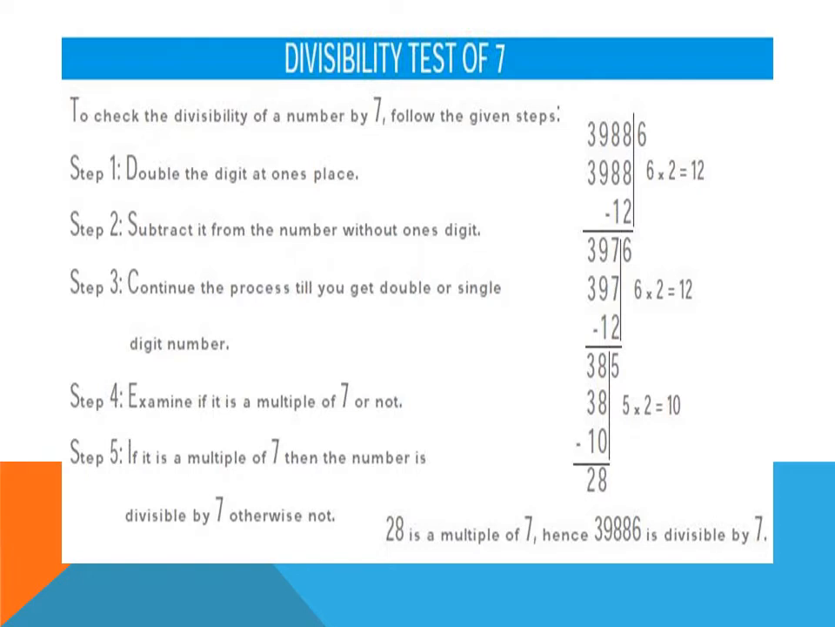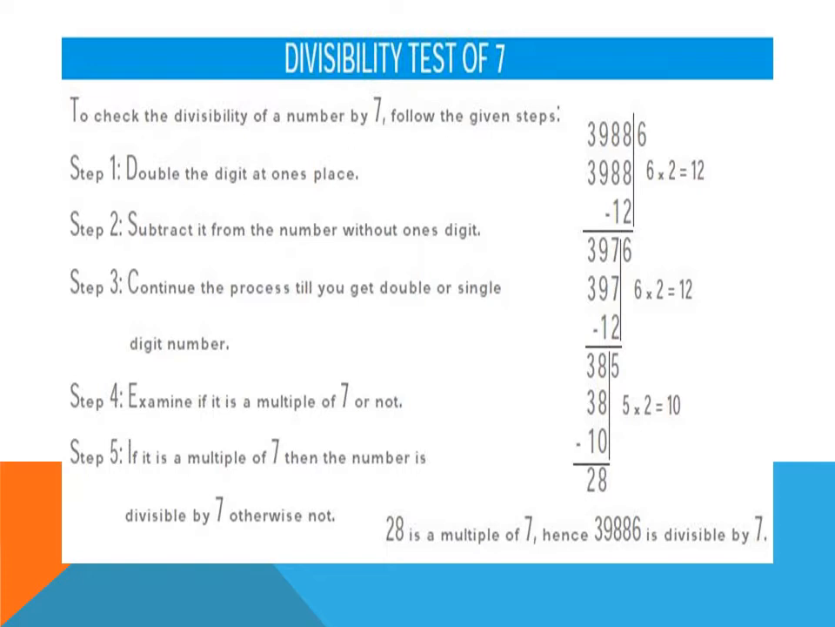For the divisibility of 7, we take out the digit at the ones place, double it, subtract it from the remaining number and continue the process. If the result at the end is divisible by 7, then the number is divisible by 7. Here we are considering the number 39,886. The ones place is 6. Separate out 6, multiply by 2, it will give 12. The remaining digits are 3988. We will subtract 12 from 3988.